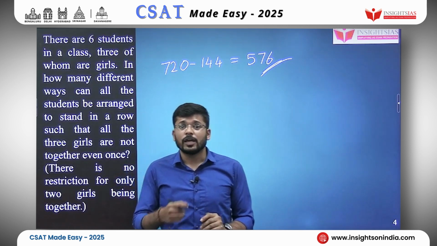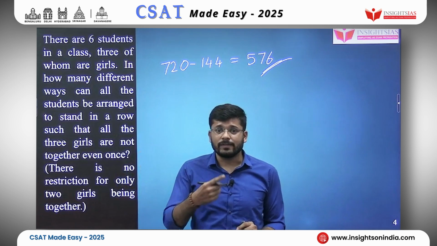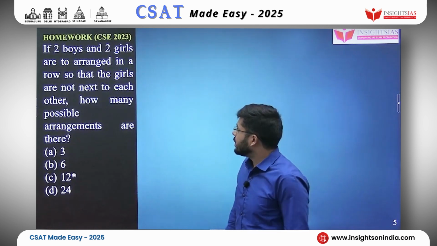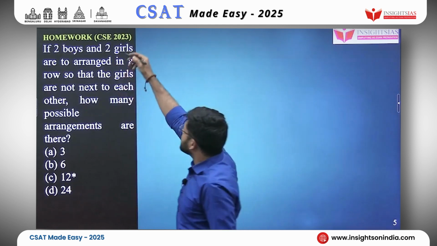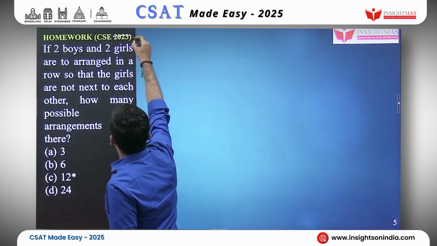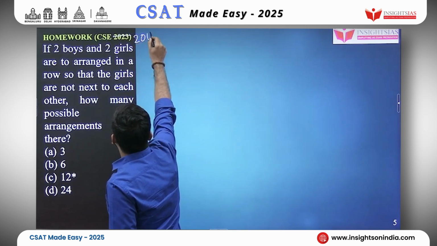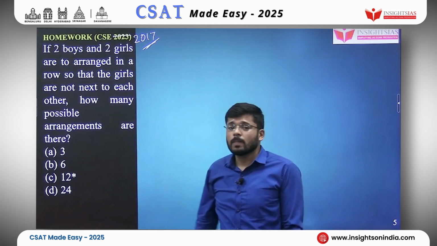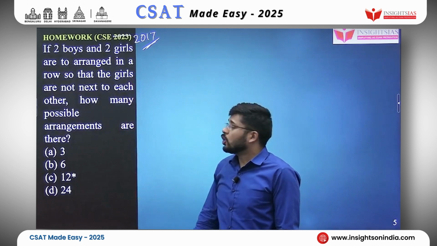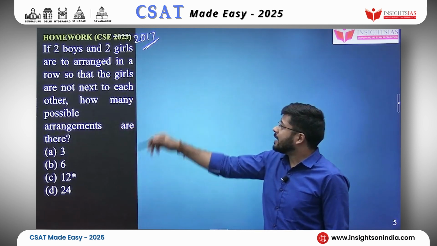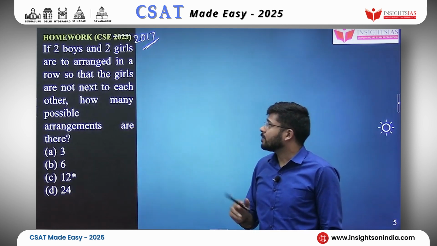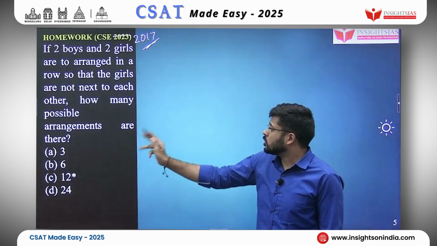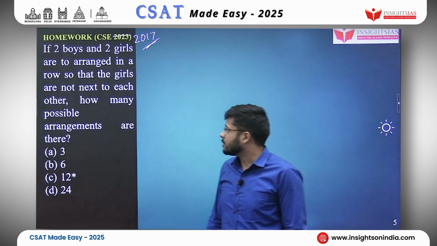Based on this, you shall be able to answer the next question, which would be your homework question, and it was asked in the 17 paper. I think it was asked in 2017. I'm not sure. I think it was 17, not 23. Okay. If two boys and two girls are arranged in a row so that the girls are not next to each other, then how many possible arrangements are there?